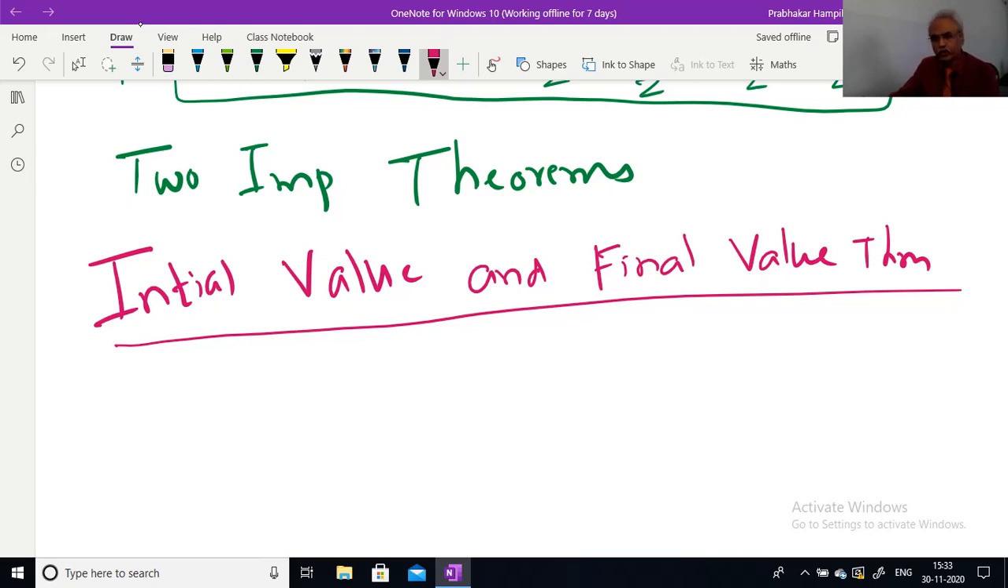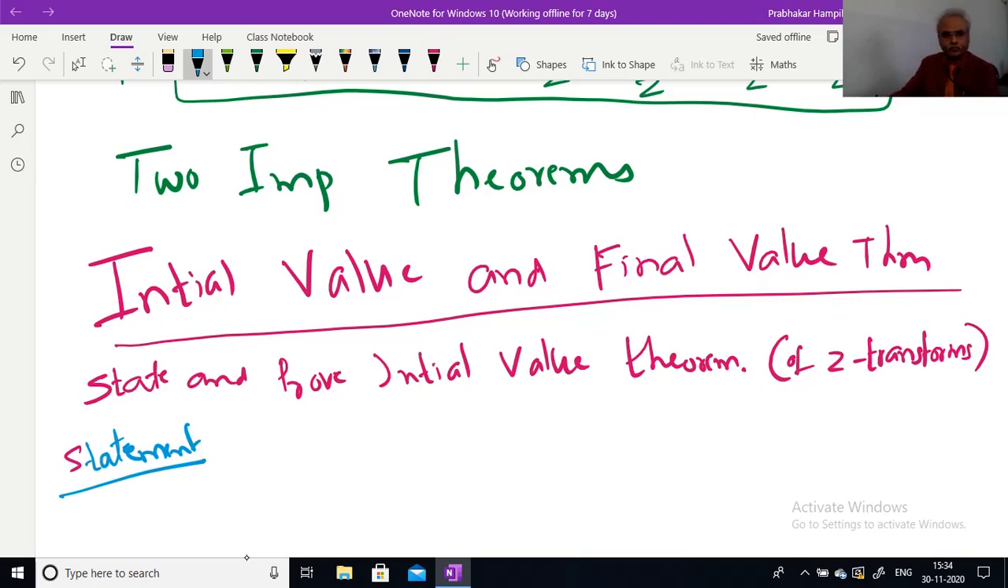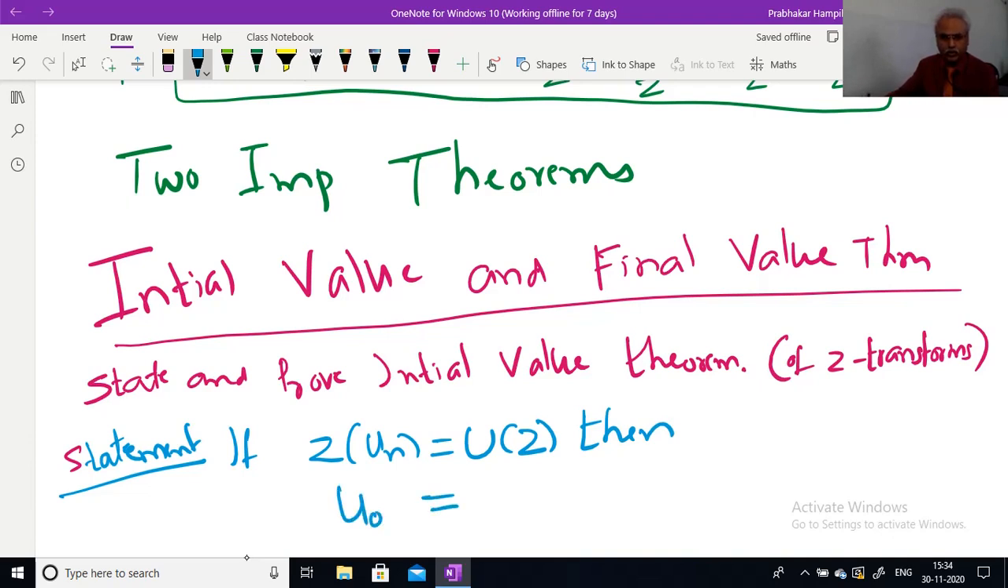Now, suppose you are asked to state and prove the initial value theorem. They may stop here, sometimes they may write "of Z transforms", because in your question paper this is the only initial value theorem. The theorem statement is: if the Z transformation of a certain n function is u(z), then the first value u0 is nothing but the limit of the right hand side as z tends to infinity.